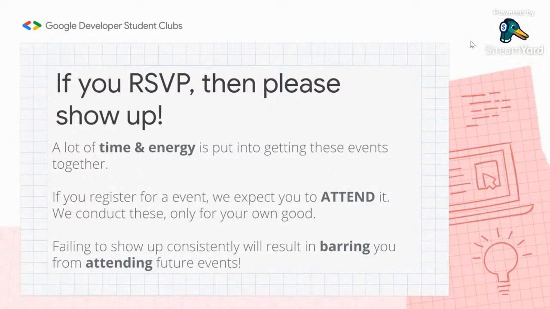So yeah, and if you fail to show up consistently, we will ban you from further events, and will not allow you to attend any more events. Like, one or two times is absolutely fine, because we understand you do have some commitments, or some emergency can show up. So those scenarios are fine. But if you're doing that consistently, then yeah, we will ban you from attending future events.